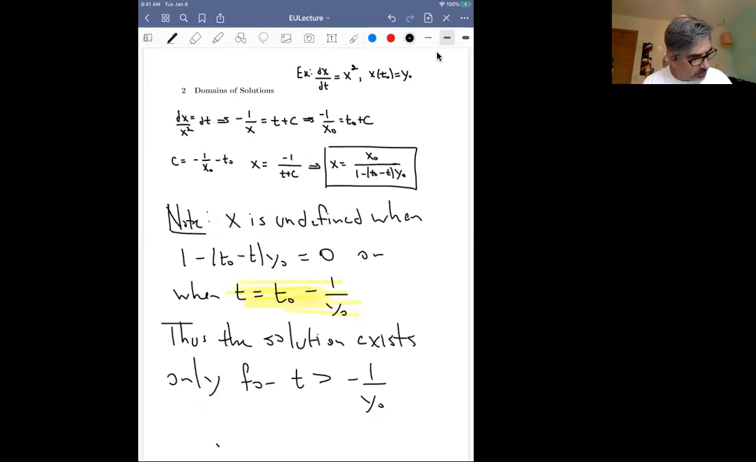This should be an x0, not a y0. I don't know why I wrote y0 there. Actually, I do know why I did that.